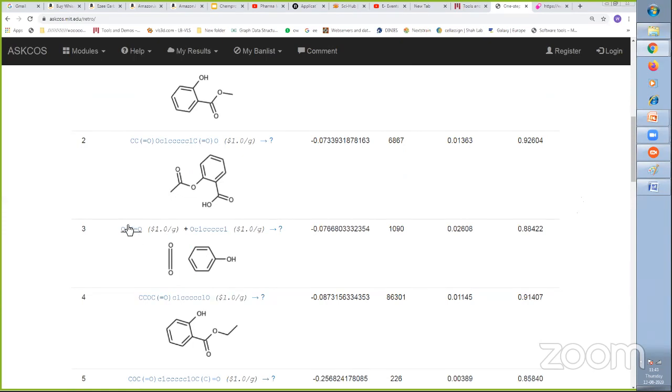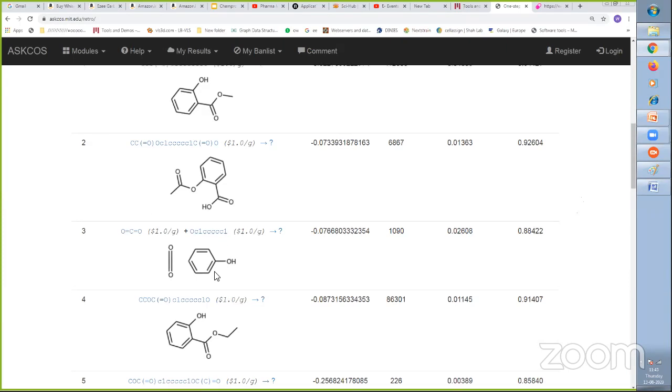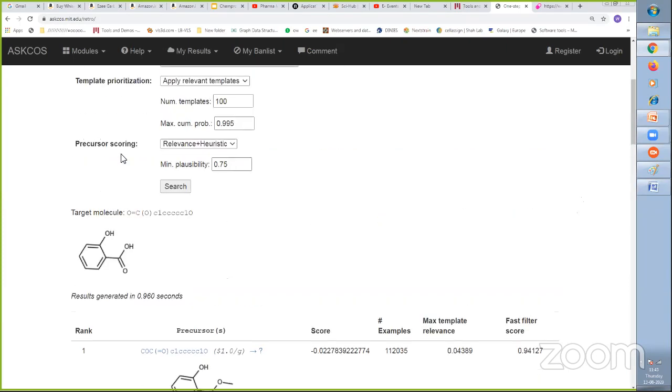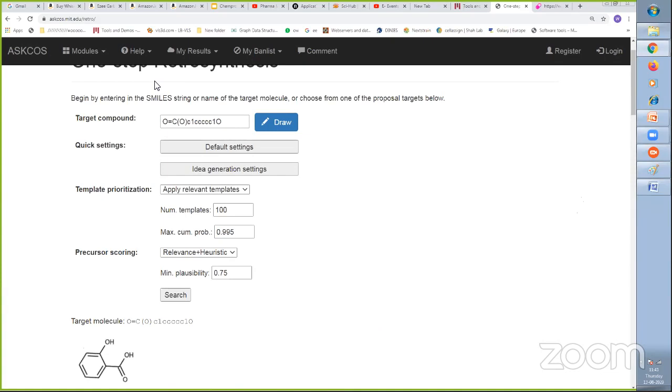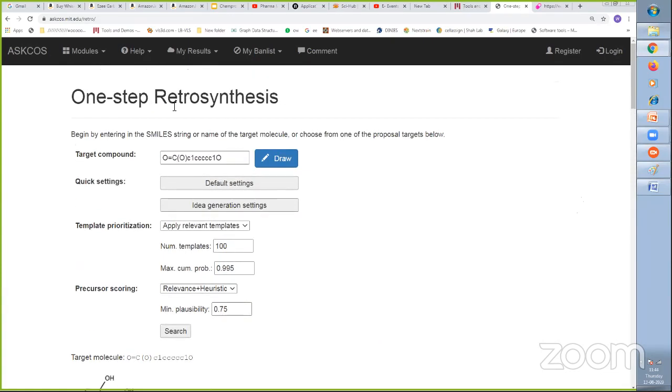Here, can you see carbon dioxide with phenol under high pressure? Because carbon dioxide is a gas and phenol is a liquid, to mix them you have to apply high pressure, and then the Kolbe's reaction starts. That will give you salicylic acid. Now salicylic acid can be made into aspirin by adding acetic anhydride. Like this, I can use this one-step retrosynthesis tool to work backwards to find the simplest raw materials.